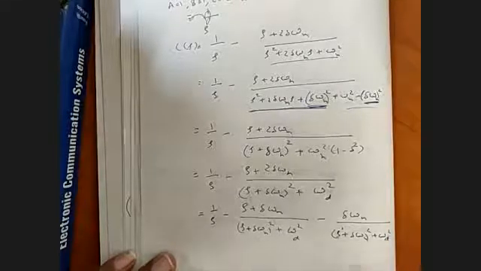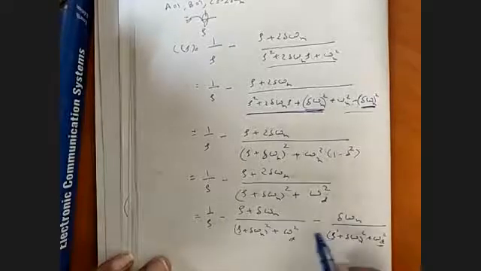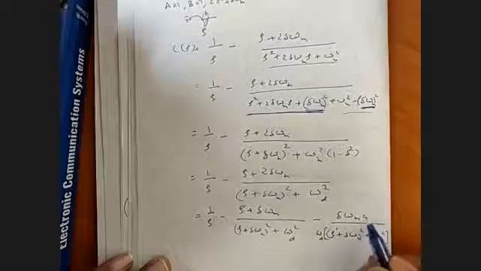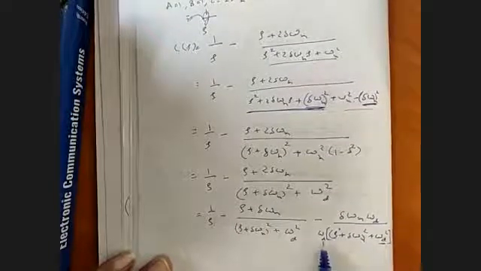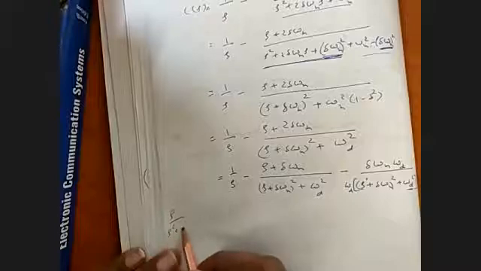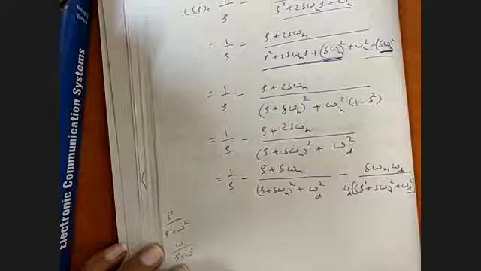Why did we do this? Now we require omega d here. So I will multiply it with omega d, and I will also be dividing and multiplying with omega d in the other term. Why did we do this? If you remember, s upon s square plus omega square and omega upon s square plus omega square correspond to cos omega t and sin omega t.